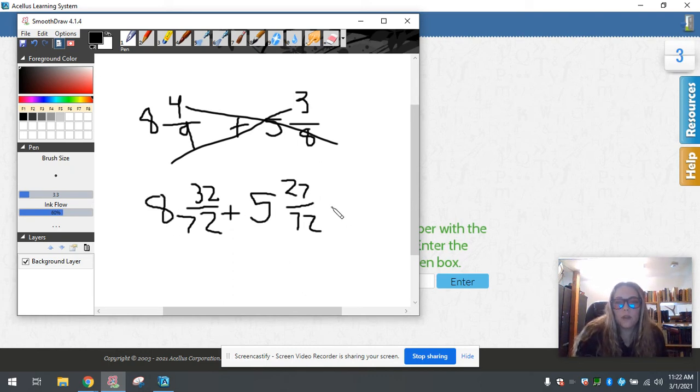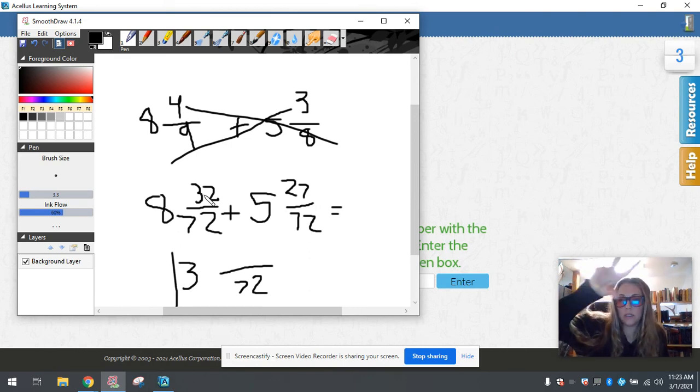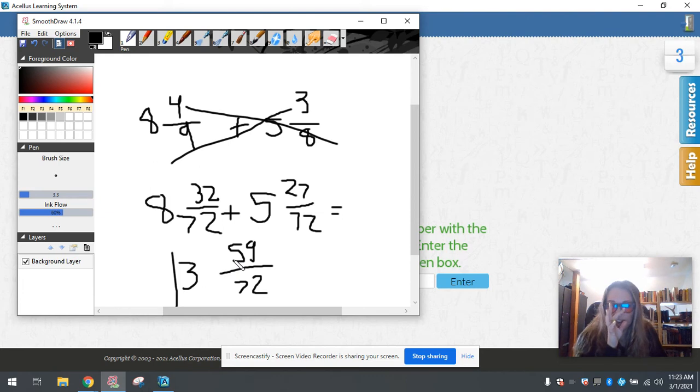Okay. I'll add my whole numbers. 8 plus 5 is 13. My denominator stays the same. I have the numerators. I'm going to do the ones place first and then the tens place. 2 plus 7 is 9. 3 plus 2 is 5. So 32 plus 27 is 59.